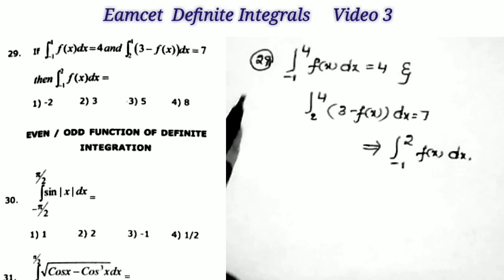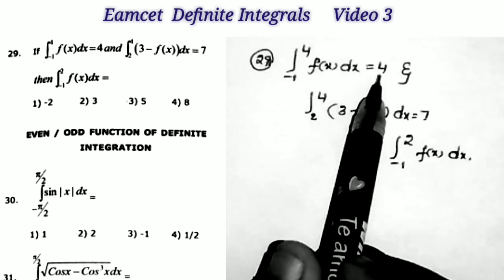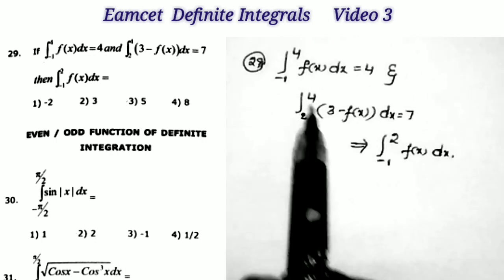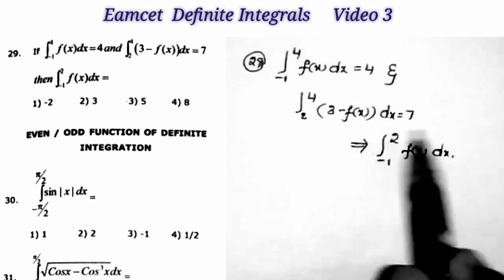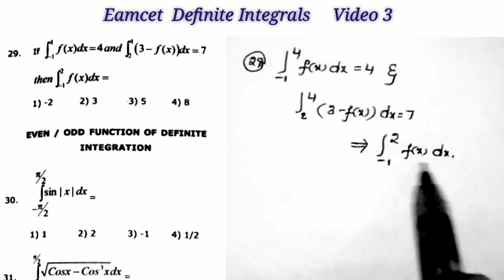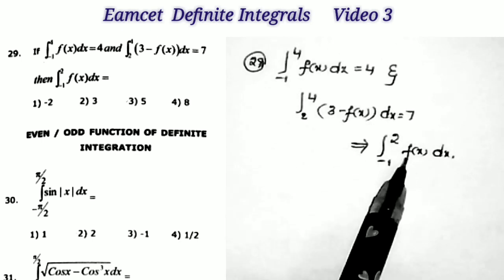Next question, sum number 29. Given that integral from minus 1 to 4 of f(x) dx is equal to 4, and integral from 2 to 4 of (3 minus f(x)) dx is equal to 7, then what is the value of integral from minus 1 to 2 of f(x) dx? This value is given, this value is given, we want this value.